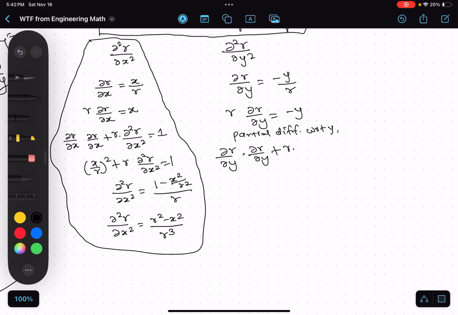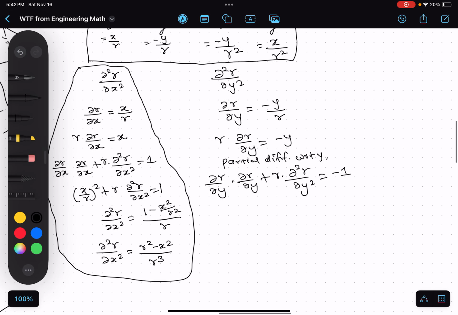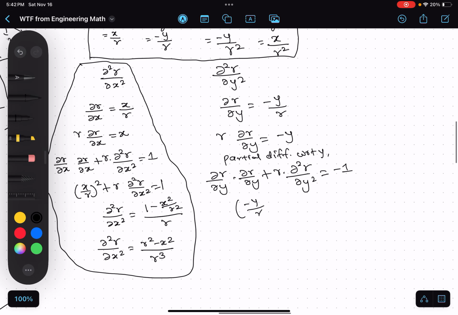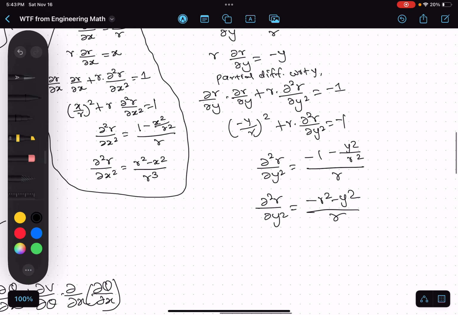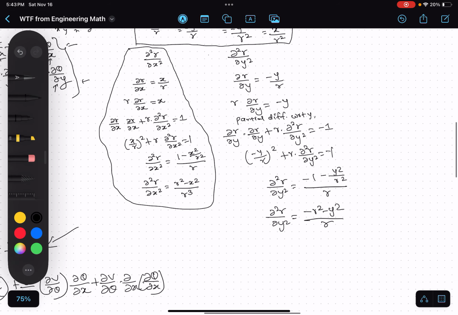r times partial square r by partial y square is equal to, this is just minus 1, right? Now we know that partial r by partial y is just minus y by r. So this is just minus y by r square plus r times partial square r by partial y square is equal to minus 1. So partial square r by partial y square is just minus 1 minus y square by r square, divided by r. So this is just minus r square minus y square by r cube, right? We got the second one too.